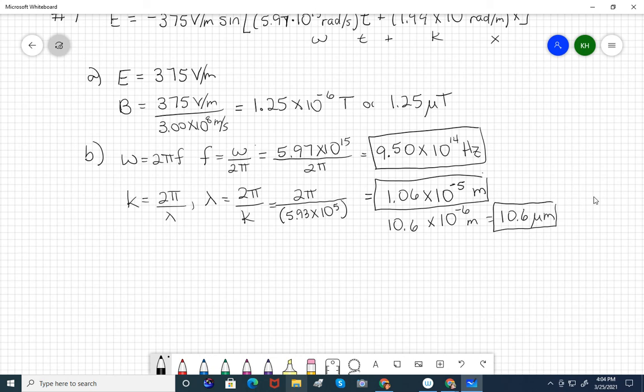The period, I believe, was the next thing. And we know that period is simply the reciprocal of the frequency. So if I do 1 divided by 9.50 times 10 to the 14th power, I get a period that's 1.05 times 10 to the negative 15 seconds. So a very, very short period.